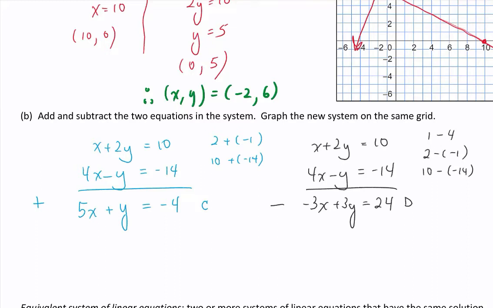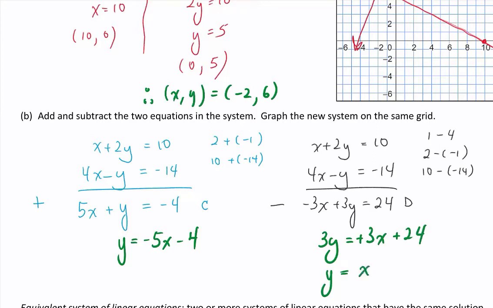graph above. So for the first one, equation C, I'm going to isolate for y. So notice we get y equals, I'm going to subtract 5x from both sides, and I'm left with negative 5x minus 4. Similarly with the next one, I'm going to isolate for y. So I'm going to get 3y equals, I'm going to add 3x to both sides. Then I'm going to divide each term by 3. So that gives me y equals 3 divided by 3 is 1x, plus 24 divided by 3 is 8.